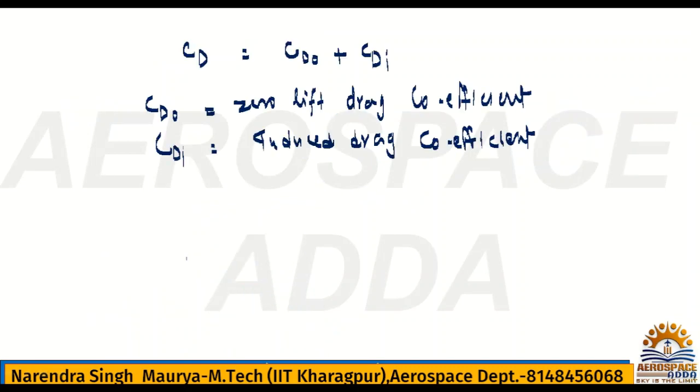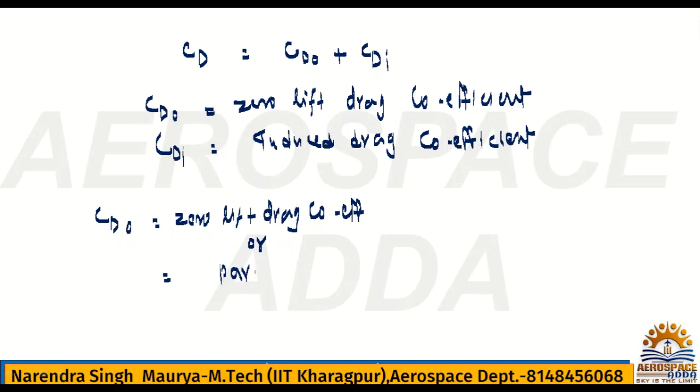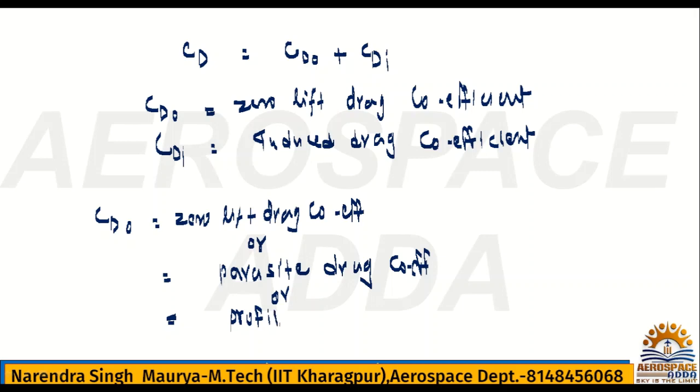Okay. So this CD naught, I can write again, it is zero lift drag coefficient, or it is called parasite drag coefficient, or it is also called profile drag coefficient. These are the different names, okay? Profile drag coefficient or parasite drag coefficient or zero lift drag coefficient. Fine. Similarly, you need to remember this.